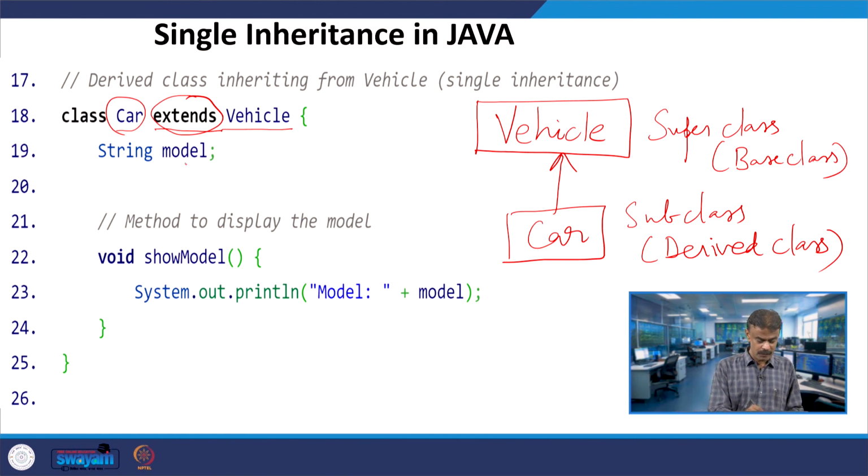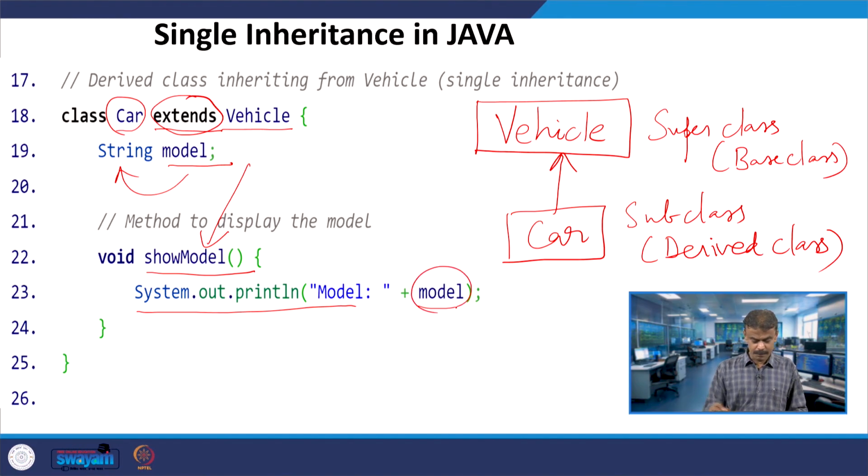Here you have a data member called model whose data type is string. We have already discussed one method in the superclass. In the subclass you have another method called show model. It is a void method with system.out.println model, so the model will be printed, which is also a string. Now we will see the main program, which will be interesting.